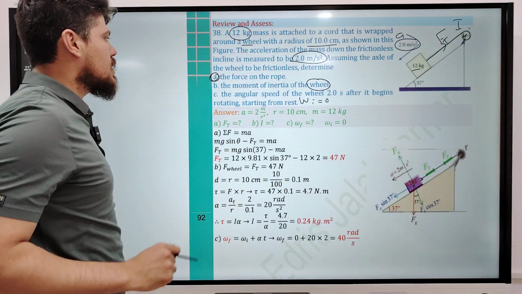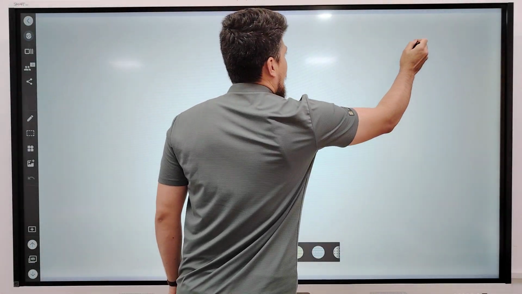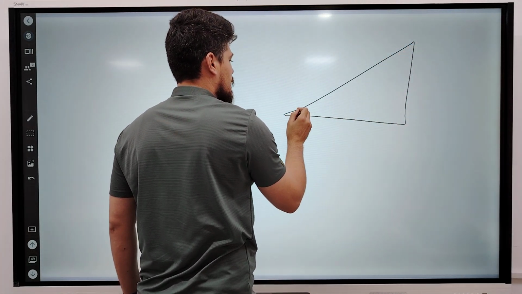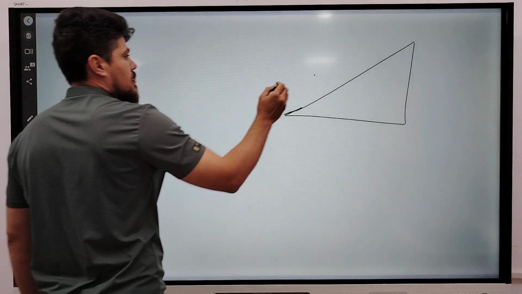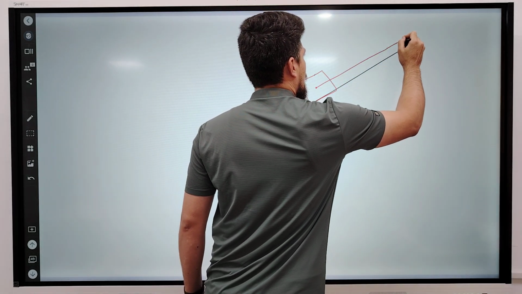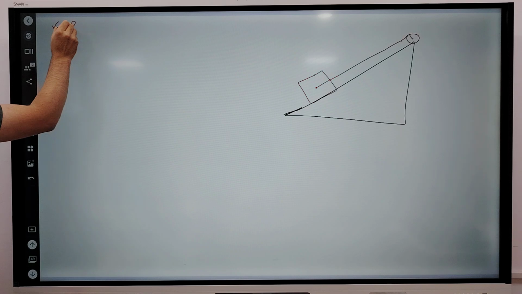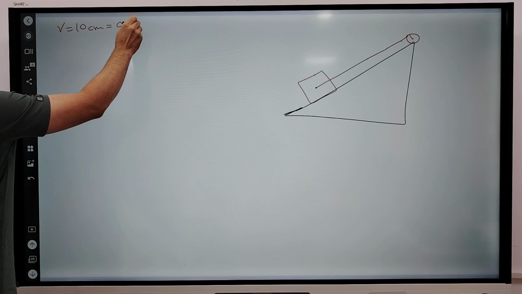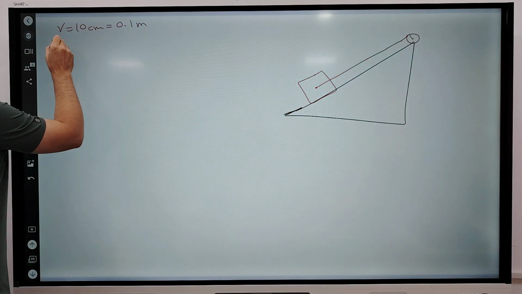Now, let's solve the first branch, branch A. Let's open a new page. Look at this question. We have an incline surface, frictionless. This is the rough surface. And this is the mass attached by a cord or rope. This is the rope, and this is the wheel. The radius of the wheel was given, 10 centimeter. We have to convert to meters, divided by 100, which is equal to 0.1 meter. And this mass is 12 kilogram.